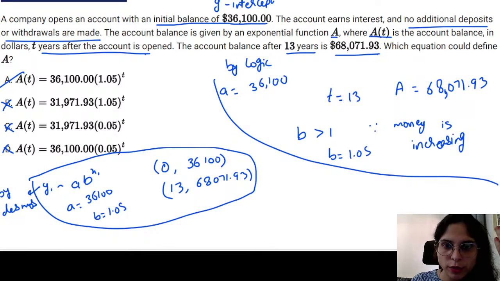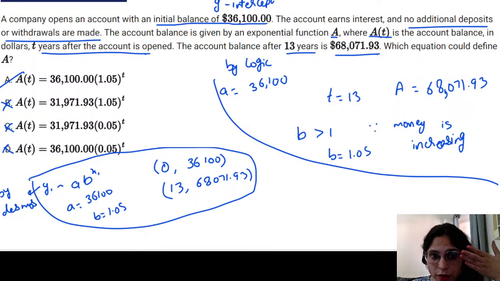Got it? Because there are only two options given to you for B, 1.05 and 0.05. It has to be 1.05. Now the next question is going to be 99. The next question only.